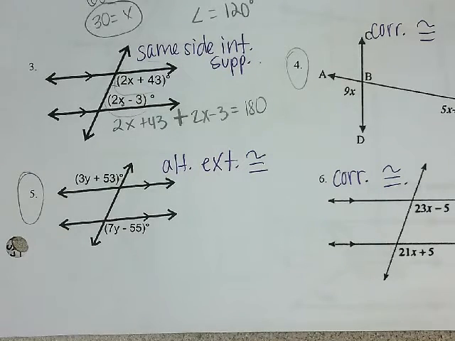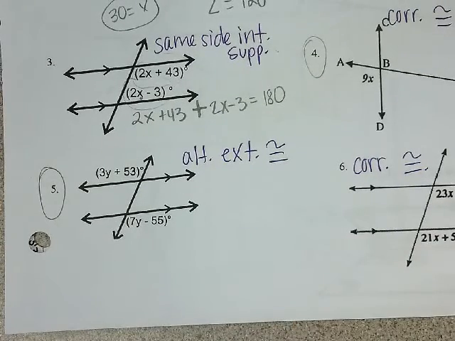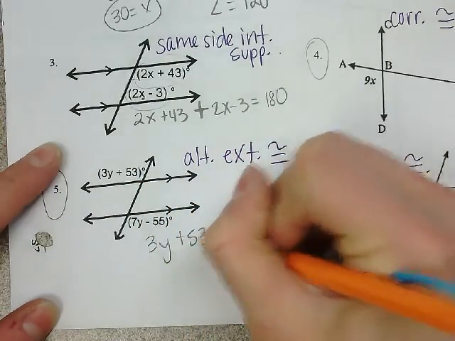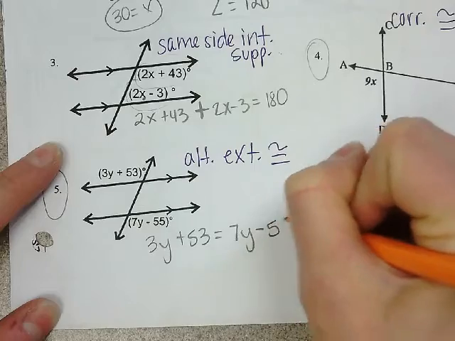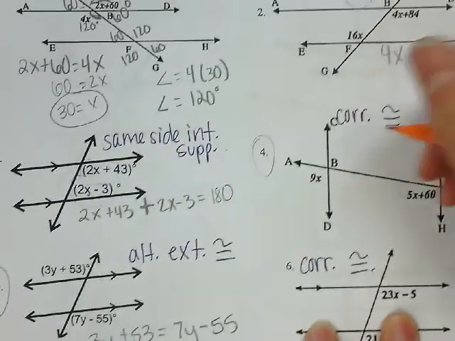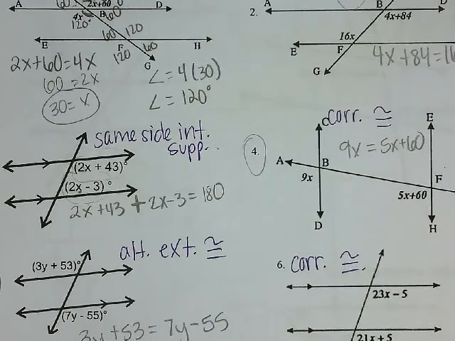All right. Let's see. Ella, you want to tell us how you set up number 5? I did 30y plus 53 equals 7y minus 55. Perfect. Raise your hand if that's what you did. All right, nice job, guys. All right, someone want to tell me how they set up 4? Okay, Naya. I did 9x equals 5x plus 6. Perfect. Nice job.